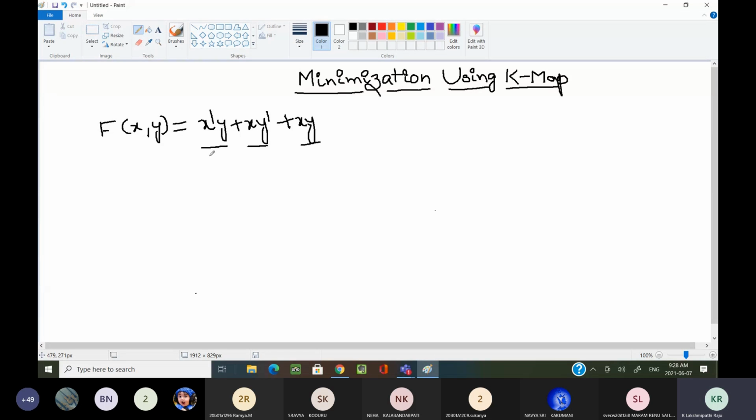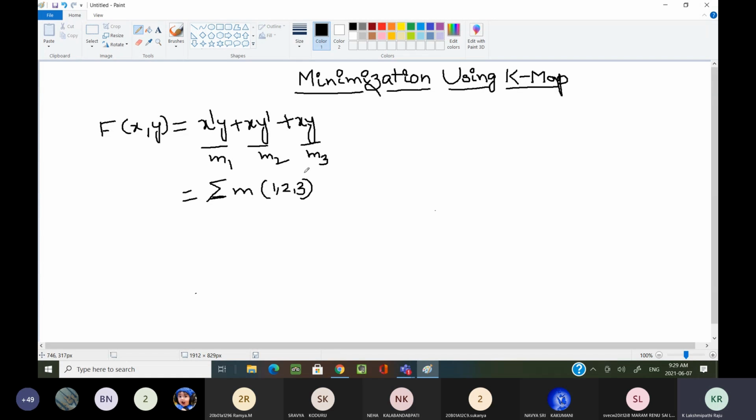Now tell me, what is the min term position? This is min term m1. This is min term m2. This is min term m3. I can write the same expression by using shortcut notation, the sum of min-terms notation, or not? Sum of min-terms of, what are the min-terms in the given expression? 1, 2, 3. Both are the same only.